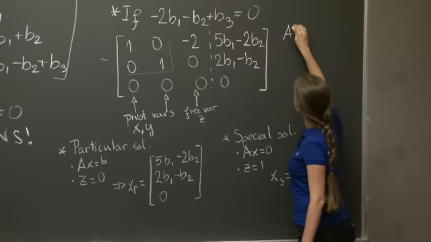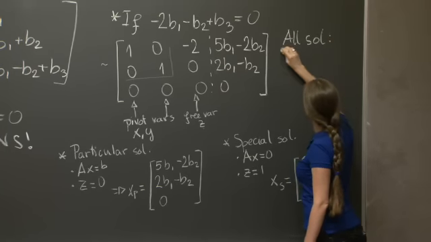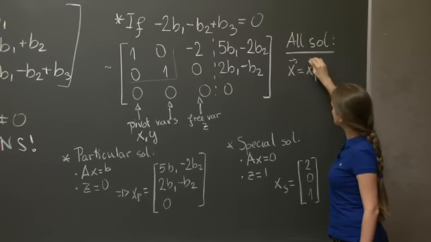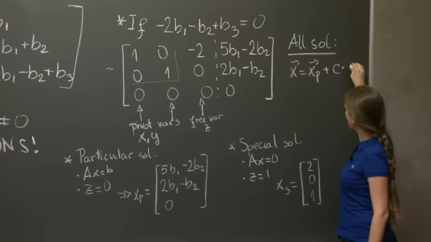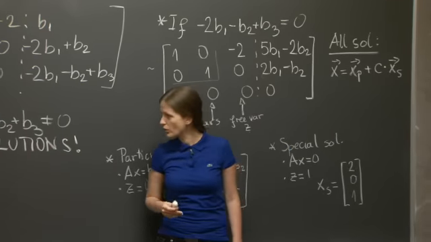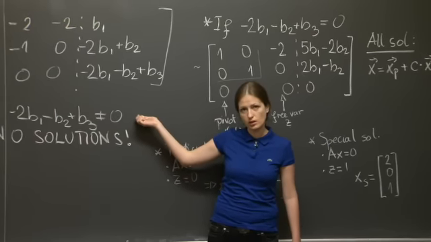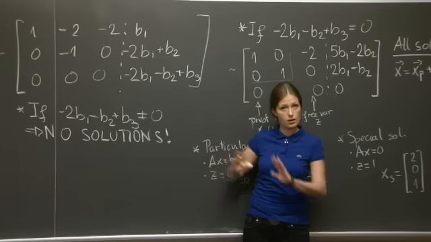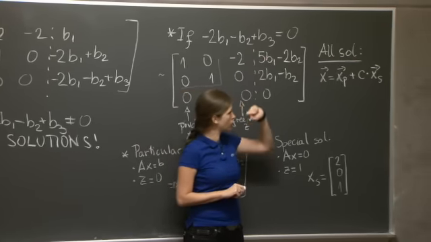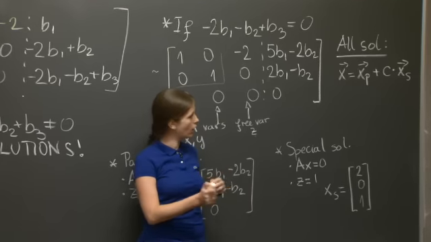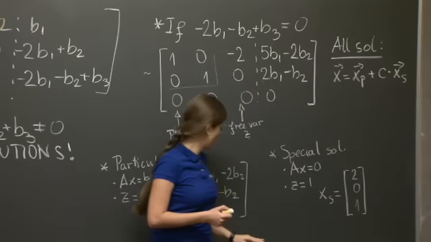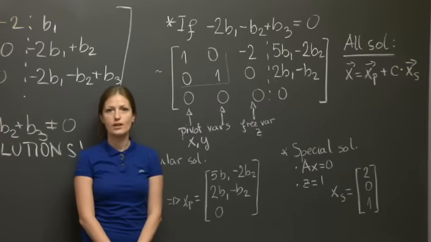And now all solutions are of the form x equals a particular solution plus any multiple of the special solution. Let me recap. In case this particular combination of parameters is not 0, there are no solutions. In case this particular combination of parameters is equal to 0, there are solutions. There are as many of them as there are real numbers c, and they're all of this form for these two vectors. And that's all I wanted to say today.